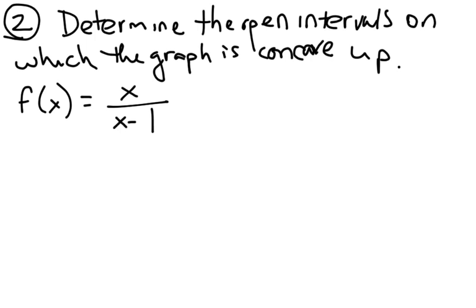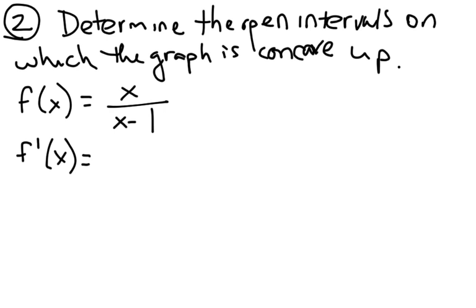So, from your note cards that you got today, concave up means that the second derivative is positive. So I'm going to need to find the second derivative and find the x values where it is positive. So to find the second derivative first, I have to find the first derivative. Since this is a quotient, I'm going to have to use the quotient rule, which we learned earlier.